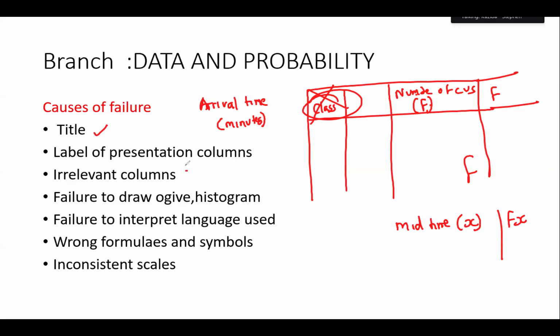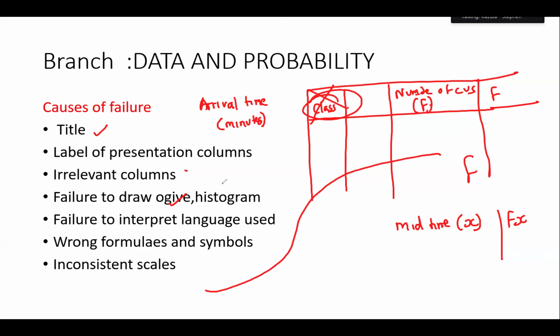Avoid irrelevant columns. If the column is not going to work, don't put it there. So we don't expect now to draw the column of X, to draw the column of this. That's why it is always important to first plan for your data and what you are going to calculate. So make sure you know how to do an ogive, that always is a curve. So it must be what? A smooth curve using your free hand.